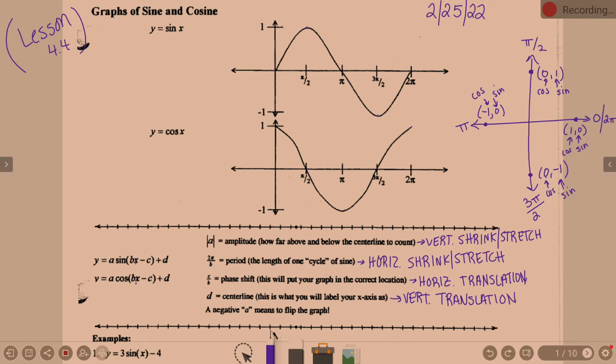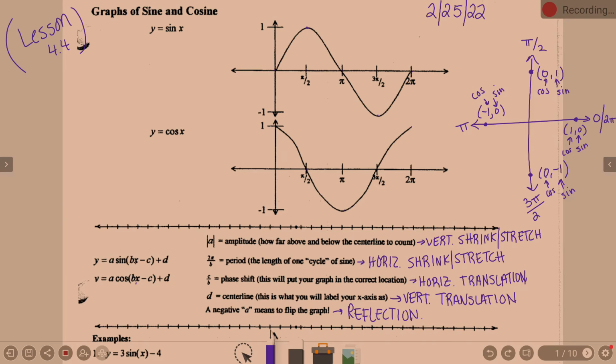And then a negative a. What's a negative out in front of the equation going to mean? Notice there it says a negative a means to flip the graph. This is your reflection. Okay. Do we make the sine or cosine graph what it looks like up above, or do we have to flip it upside down?